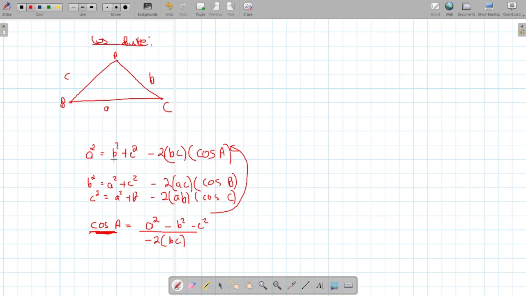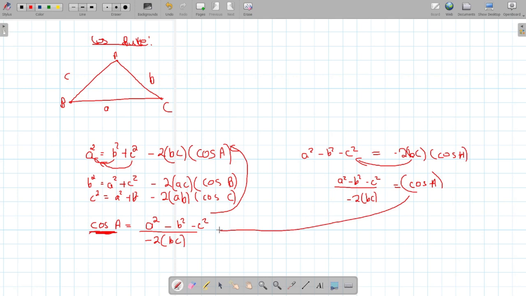How did I do it? I took b squared to the other side, it became minus b squared. I took c squared to the other side, it became minus c squared. So it will be a squared minus b squared minus c squared equals minus 2bc on the right side times cosine a. And we want cosine a to be alone, right? So we have to take minus 2bc to the other side. It will be a squared minus b squared minus c squared, and since we're multiplying by minus 2bc here, you have to divide by minus 2bc. Then you'll be left with cosine a. This is how you derive this equation.